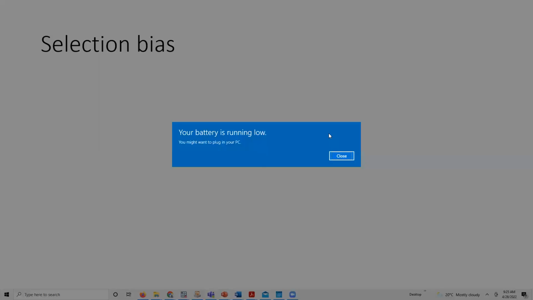Can someone give a kind of a definition of selection bias? It's when we have an issue in the recruitment of subjects, or the groups are not comparable, or those lost to follow-up actually have different characteristics than those who stayed in the study.